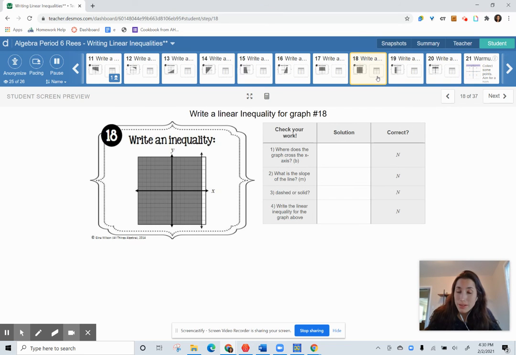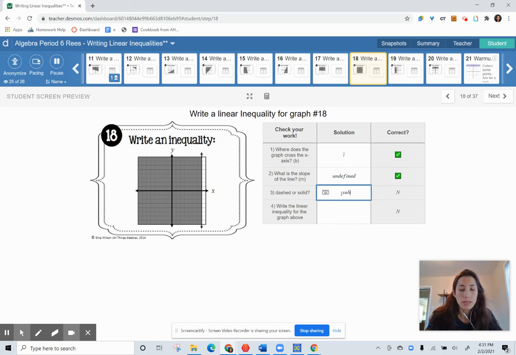So vertical lines are different. They don't necessarily cross the y-axis. So this question is actually asking, where does it cross the x-axis? And that's at 1, 2, 3, 4, 5, 6, 7. So it crosses the x-axis at 7. The slope of a completely vertical line is undefined. There is really no steepness to it.